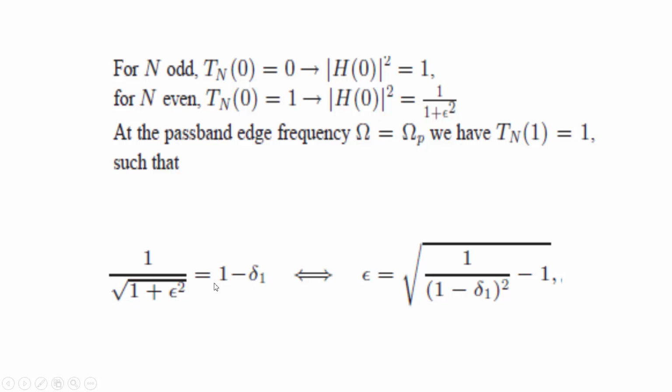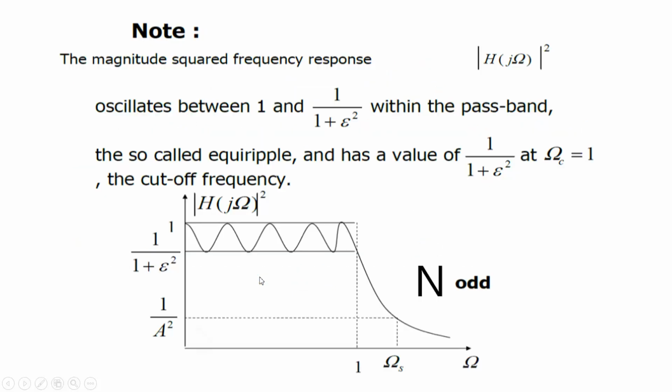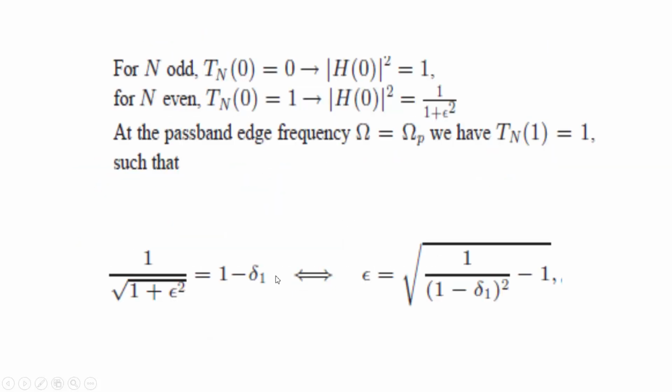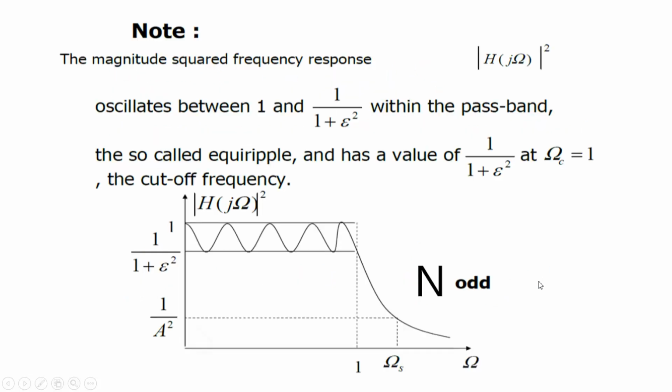From here we can calculate, because this will normally be given. For a passband frequency of omega p, we can take it as minus 3 dB also, right? In that case, we can determine the value of epsilon, which is under root of 1 over (1 minus delta 1) whole square minus 1. This is for capital N odd. That means the magnitude square frequency response H j omega square oscillates between 1 and 1 over 1 plus epsilon square within the passband. So these are the ripples in the passband, right?